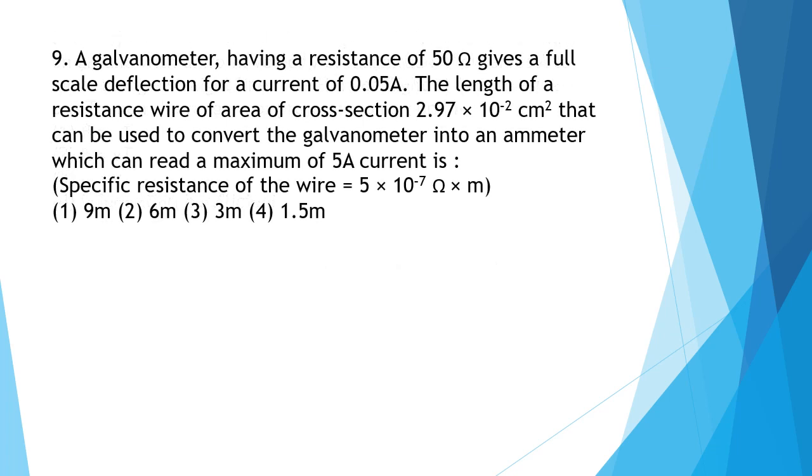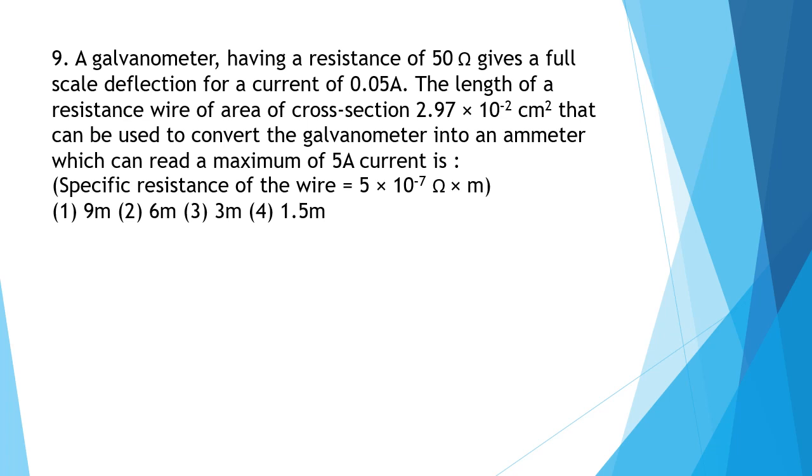Question 9. A galvanometer having a resistance of 50 ohm gives a full scale deflection for a current of 0.05 ampere. The length of a resistance wire of area of cross section 2.97 into 10 to the power minus 2 centimeter square that can be used to convert the galvanometer into an ammeter which can read a maximum of 5 ampere current is, and the specific resistance of the wire is 5 into 10 to the power minus 7 ohm meter.